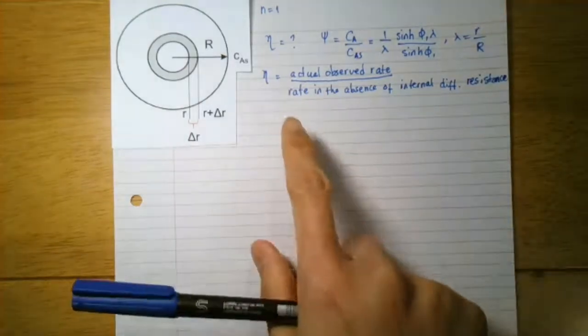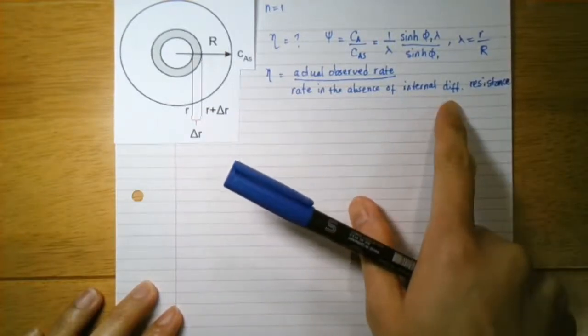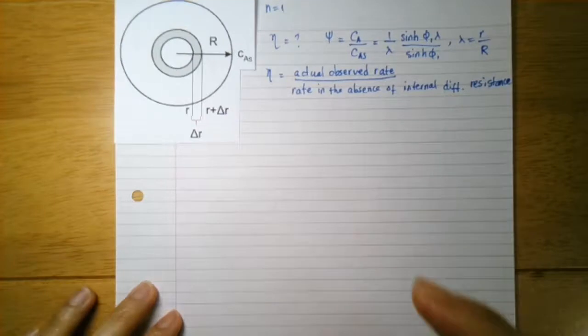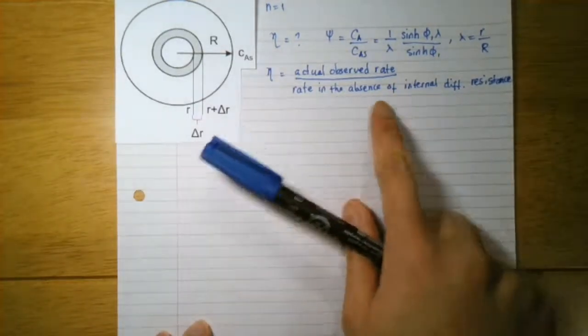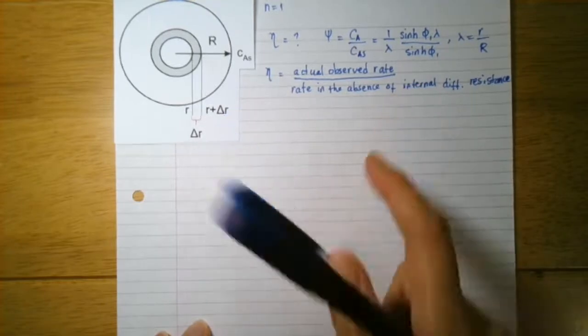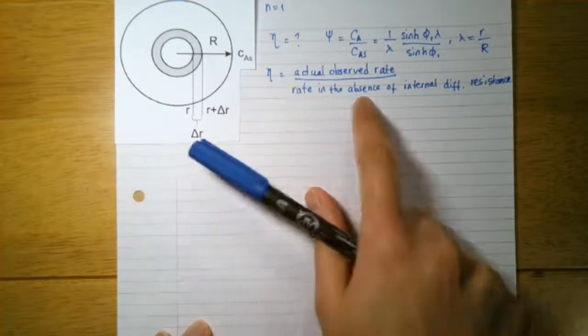Okay, so if you don't have any resistance due to internal diffusion, it's as if the entire interior, or all points inside your catalyst pellet, were exposed to the external concentration. Okay, so at all points inside your catalyst, the concentration is the same as the surface concentration because you don't have resistance due to internal diffusion. So this is the rate at Cas. Okay, so we will write that out later.